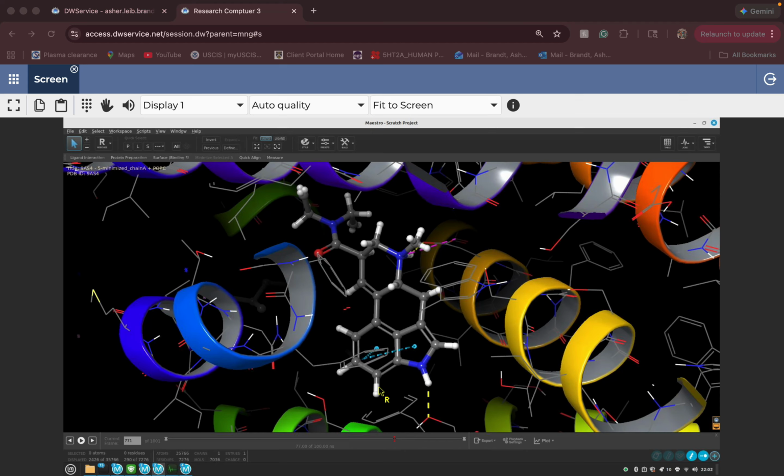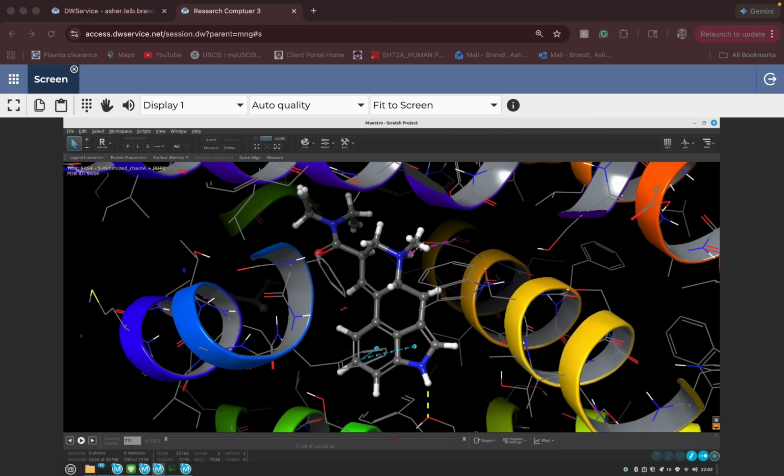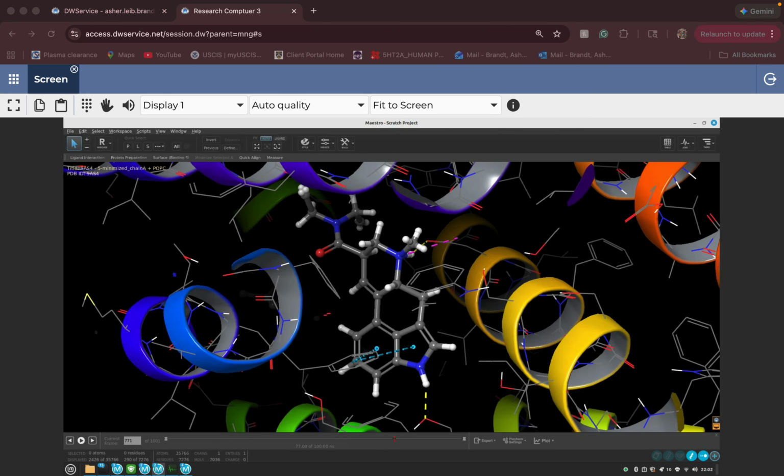Welcome back. About 10 days ago, we looked at an MD simulation of psilocin bound to the serotonin 2A receptor. This time I want to look at the LSD binding pose in the serotonin 2A receptor. If you think about it, it actually follows a very similar pose. LSD is just a bigger molecule than psilocin.